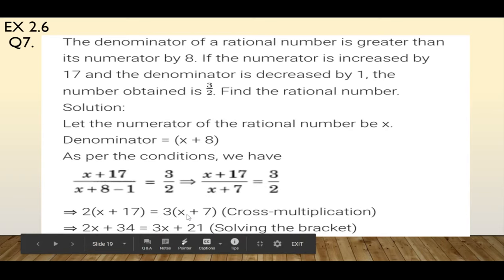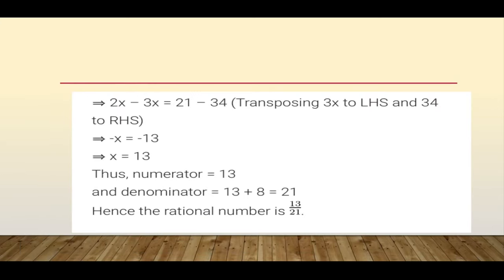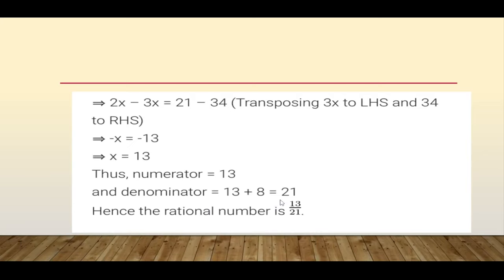Then you open the bracket by distributive property and you'll simplify this equation and the value of x will come out as 13, right? So what was x? The numerator. So the numerator is 13 and the denominator was how much more than the numerator? 8 more than. So it will be 21. So basically the rational number, or you can say the fraction, is 13 upon 21.